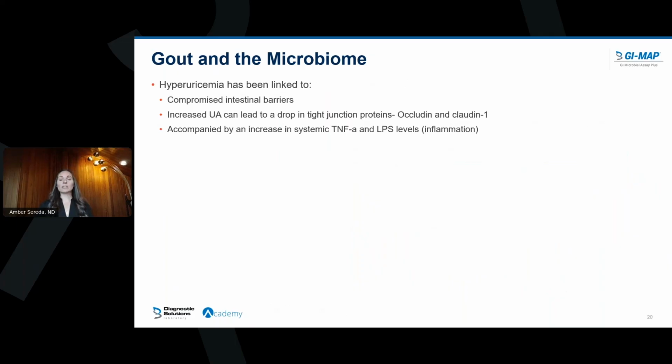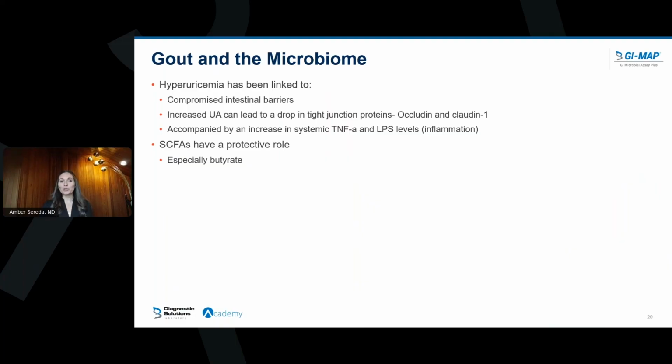And what we see with hyperuricemia, or those elevated uric acid levels, is that it can lead to compromised intestinal barriers. Specifically, we see a drop in tight junction proteins, specifically occludin and claudin-1. And when we have that increase in permeability, microbial components can enter the bloodstream much easier. So things like LPS, which is quite inflammatory, are going to increase that systemic inflammation and worsen the disease progression. And so you can see there, we get an increase in systemic TNF-alpha and LPS.